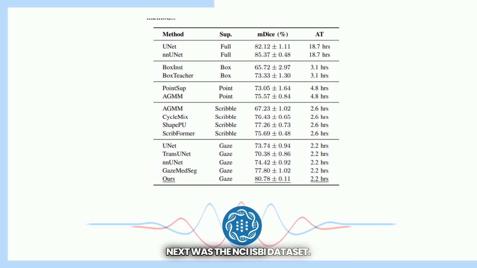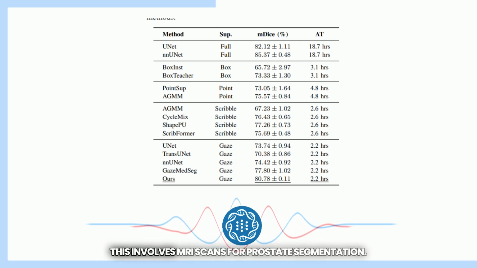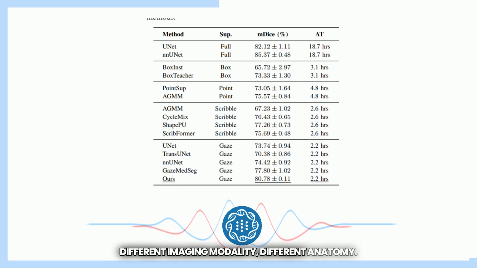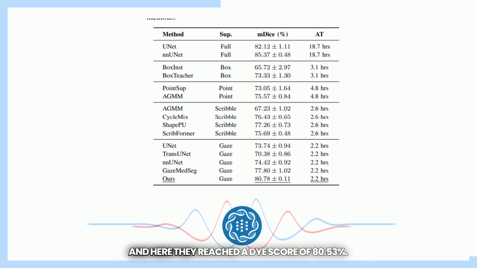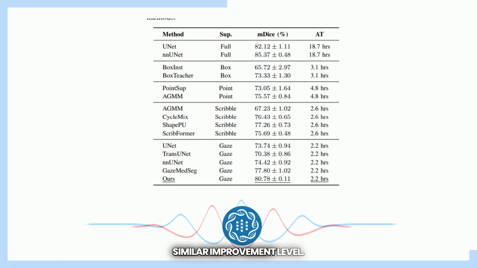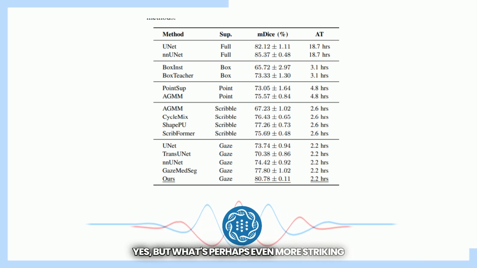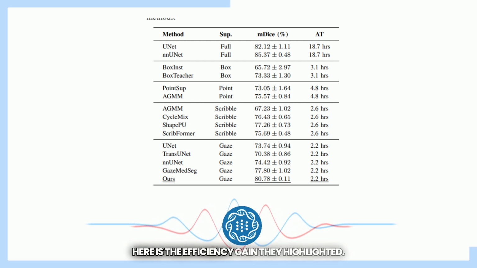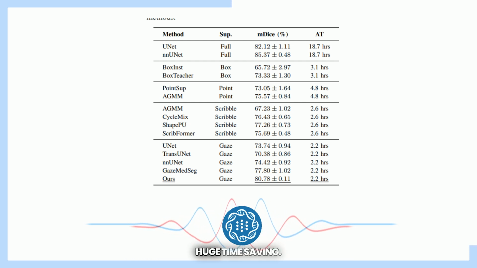Next was the NCI-ISBI dataset. This involves MRI scans for prostate segmentation. Okay, different imaging modality, different anatomy. Exactly. And here they reached a DICE score of 80.53%. Again, about 3 to 5 points better than the gaze-only baseline methods. Similar improvement level. Yes, but what's perhaps even more striking here is the efficiency gain they highlighted. The time saving. Huge time saving.